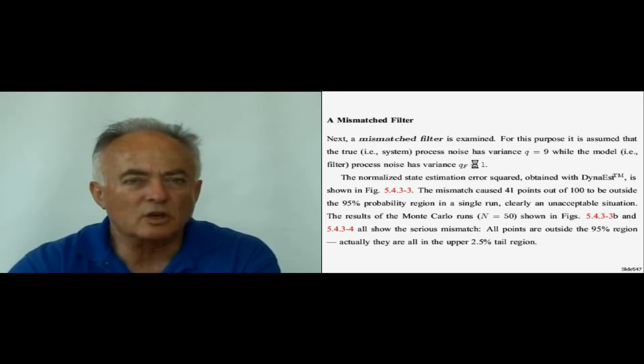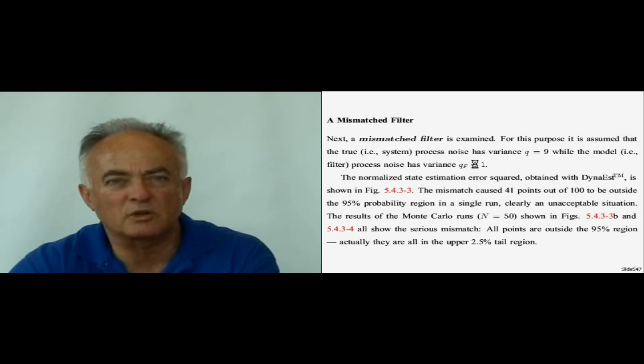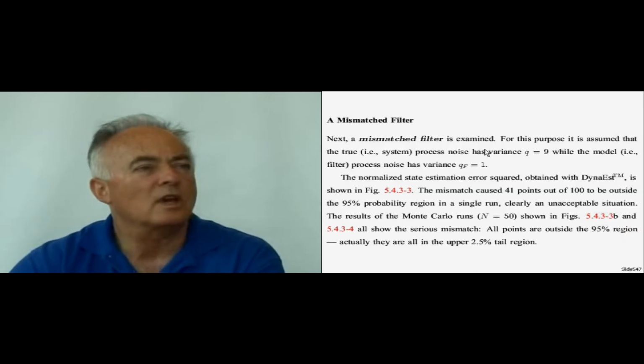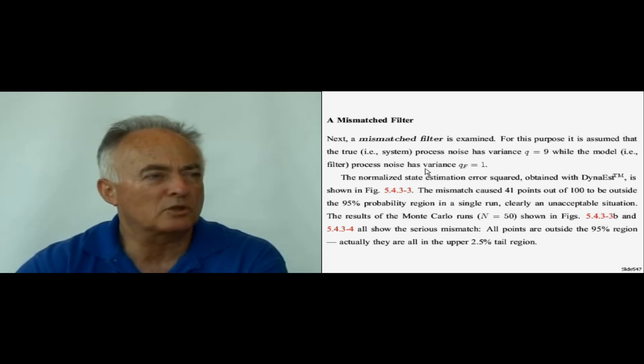Now, let's see the other case, when a filter is not properly designed, a mismatch to the actual physical model. For this purpose, we assume that the truth, the system process noise, has variance 9, but the model based on which the filter was designed assumes the process noise has a variance Q sub f of 1. So the true Q is 9, the filter assumed Q is 1. Obviously, we are not going to get good results.